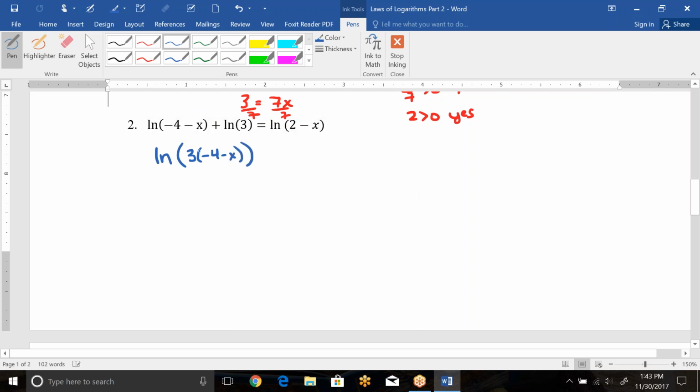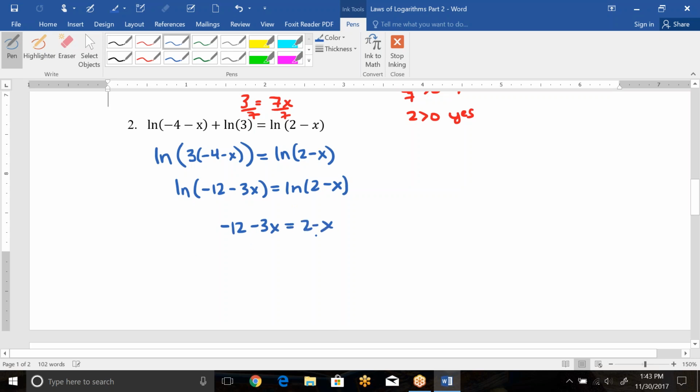Now I like to write the monomial first, just makes it easier. And then this is natural log of 2 minus x still. I'm going to work out the inside of that. That would be negative 12 minus 3x, natural log of 2 minus x. Okay, since we have the same log on each side and 1 log each, so we set the arguments equal.